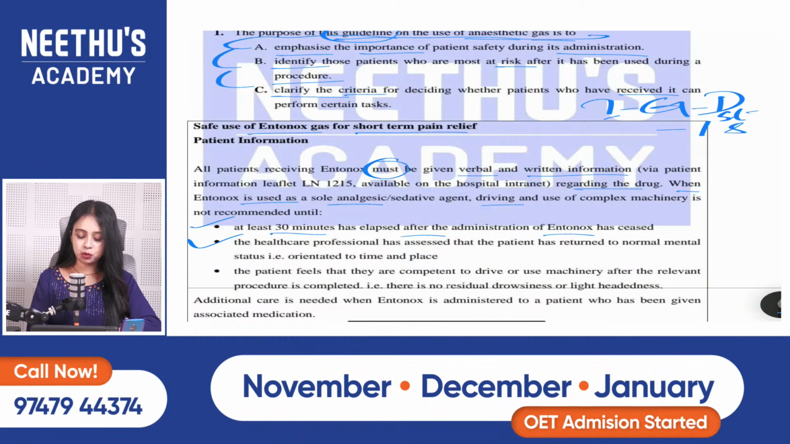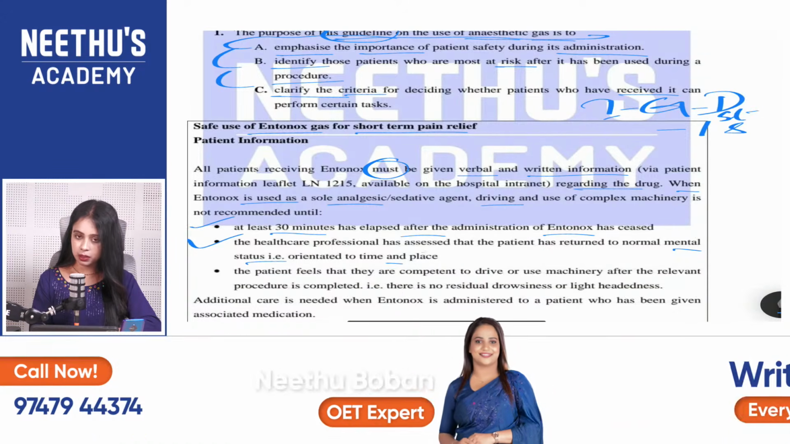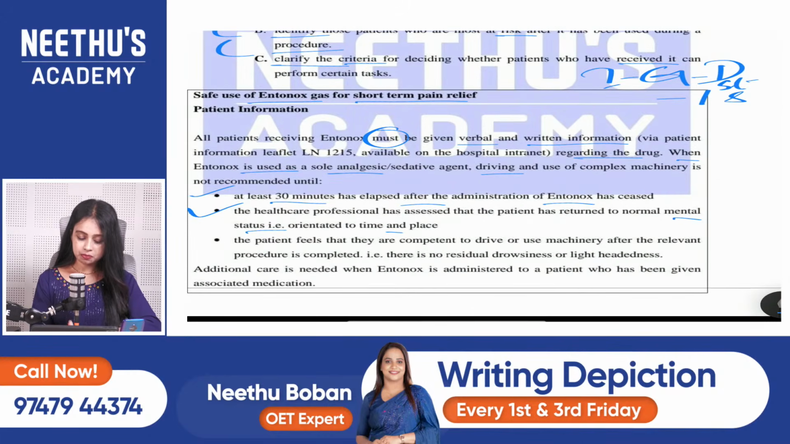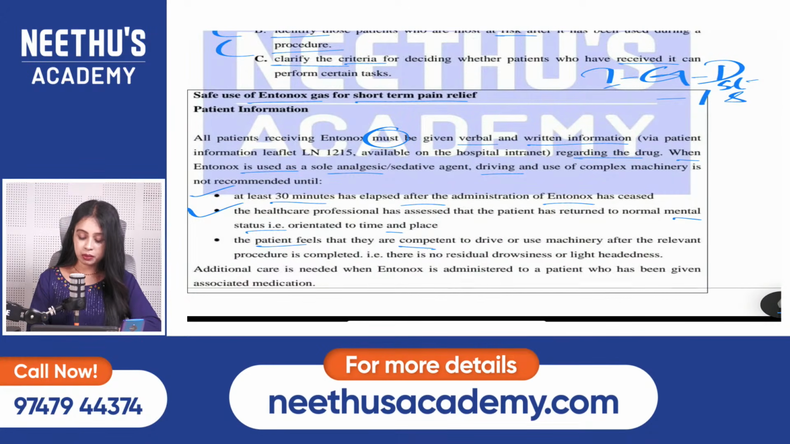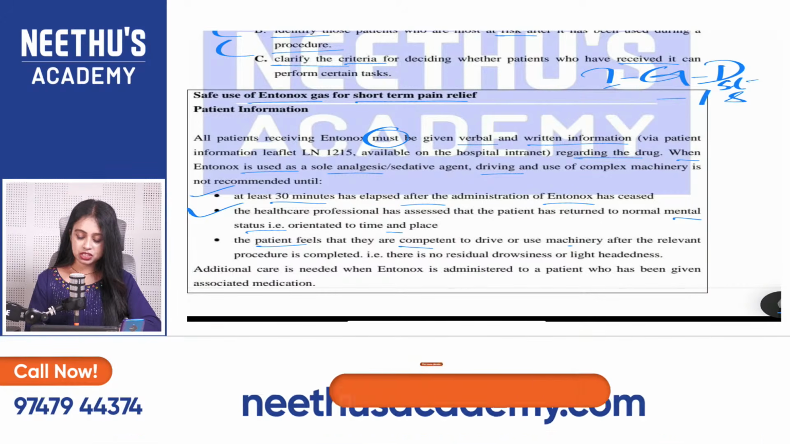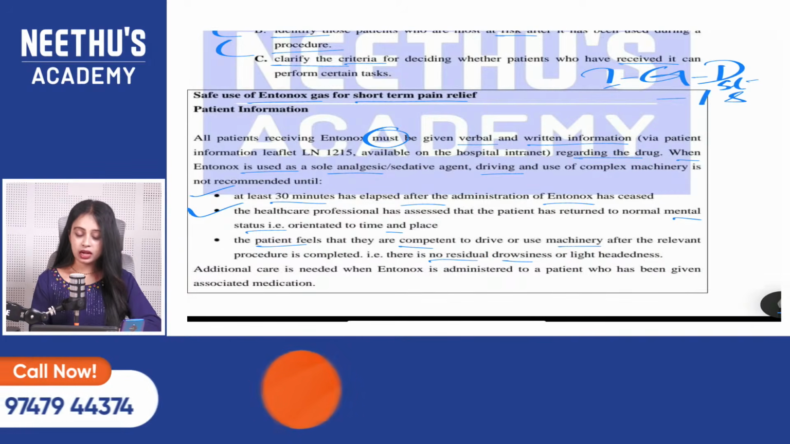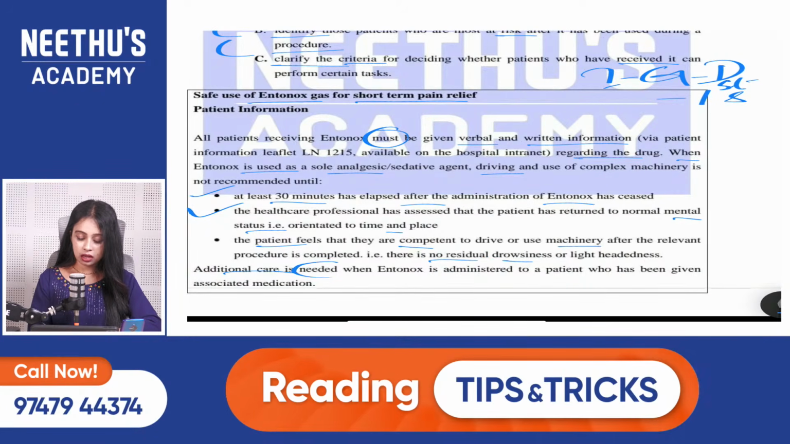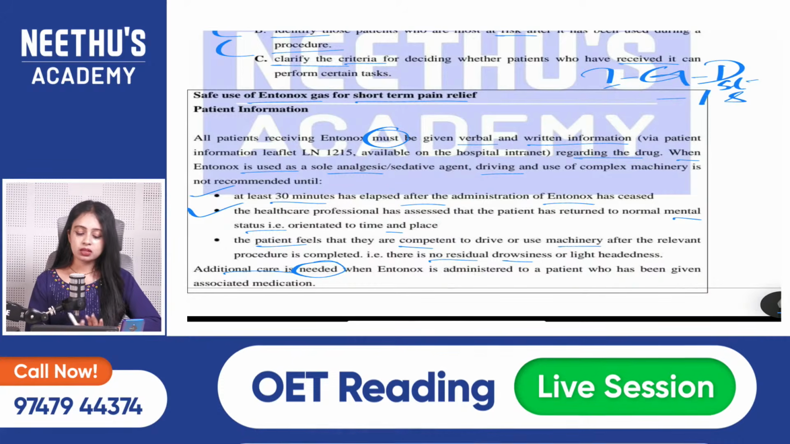Option B, a healthcare professional has assessed that the patient has returned to normal mental status, oriented to time and place. And the third one, the patient feels that they are competent to drive or use machinery after the relevant procedure is completed. That is, there is no residual drowsiness or lightheadedness. Additional care is needed when Entonox is administered to a patient who has been given associated medication. So that's all about the paragraph.